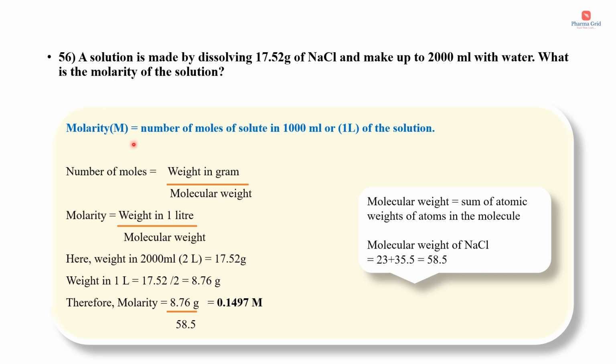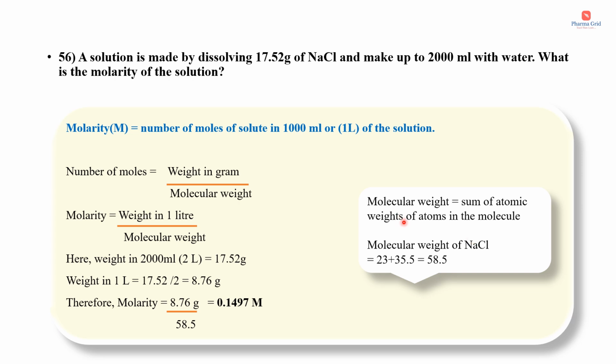So molarity, which is denoted as capital M, is the number of moles of solute in 1000 ml or 1 liter of the solution. And number of moles can be calculated by this equation, that is, number of moles is equal to weight in gram divided by molecular weight. And molecular weight is equal to sum of atomic weights of atoms in the molecule. Here the molecule is sodium chloride. So in sodium chloride, the atomic weight of sodium is 23 and the atomic weight of chlorine is 35.5.